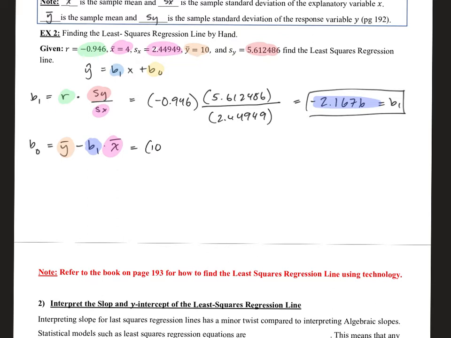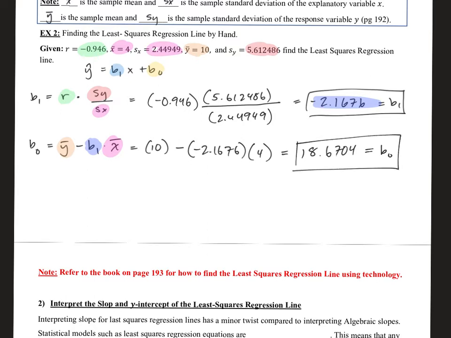Alright, so y bar is 10. We're subtracting from that B sub 1, which is right there, the negative 2.1676 times x bar, which is 4. Plugging that into our equation and calculating that out, we get 18.6704. That's a nasty 6. Equals, and I'm just going to tack on the b sub 0 there. Alright, so we have finally found b sub 1 and b sub 0.